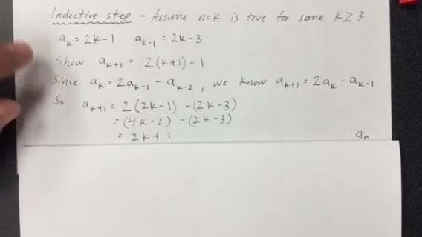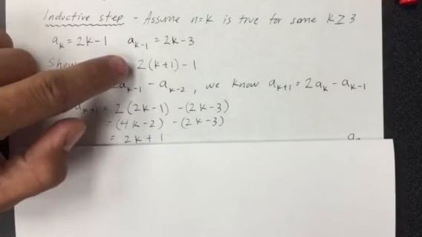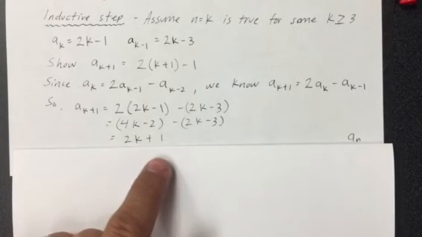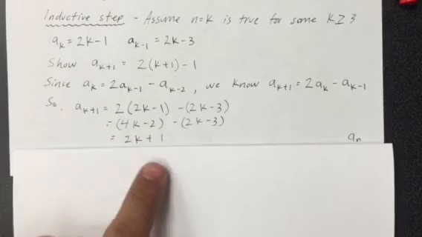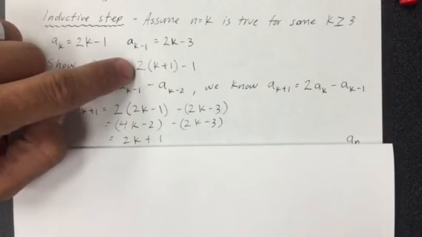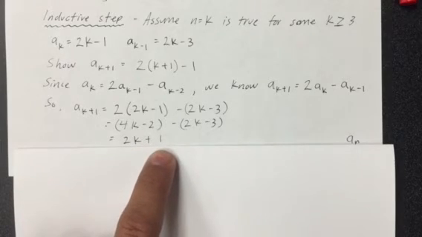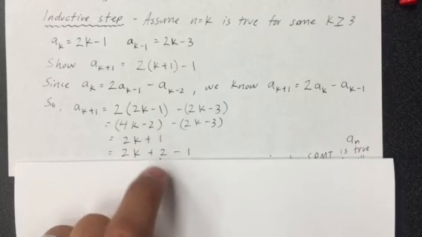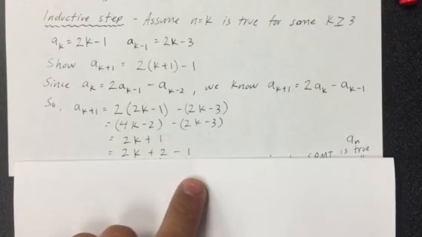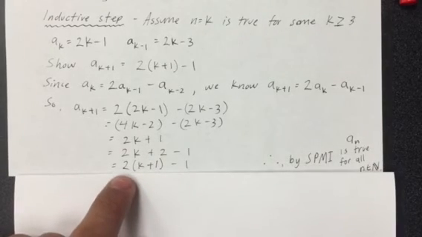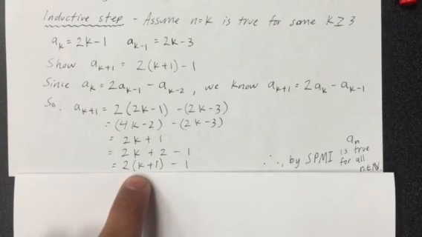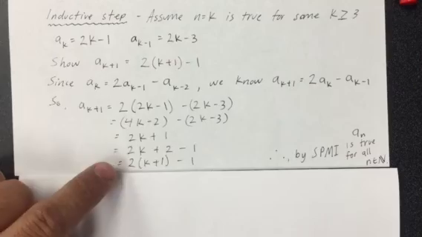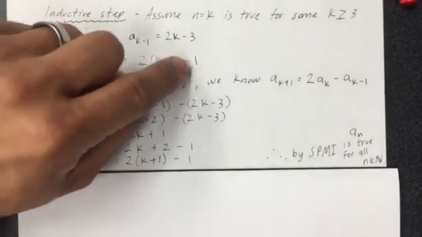And so, what we're trying to show is that a sub k plus 1 is equal to 2 times the quantity k plus 1 minus 1. So we've gotten down to where a sub k plus 1 is 2k plus 1. So in order to get this statement to look like the right-hand side, we're going to change 1 into a quantity 2 minus 1. All we've done is changed the integer 1 into a difference of two integers, 2 minus 1, so that we can factor out a 2 from the first two terms, and we get 2 times the quantity k plus 1 minus this 1 here. And when we do that, we've shown that a sub k plus 1 is in fact equal to 2 times the quantity k plus 1 minus 1.